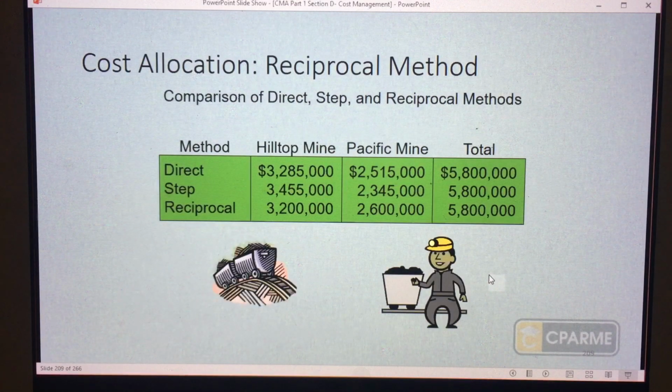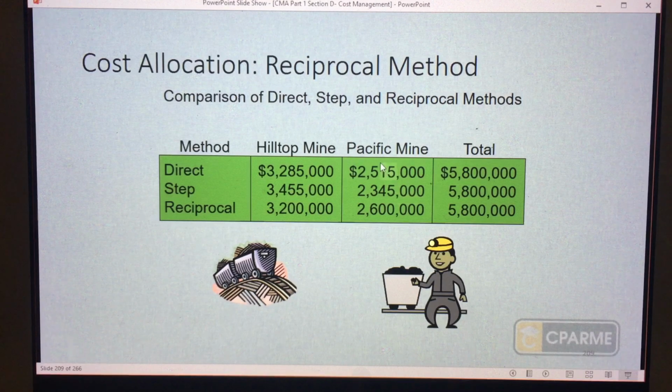This is a comparison of the three methods: the direct, the step, and the reciprocal. And so again, which method would be appropriate? Certainly, when you look at these three, the reciprocal method is the most accurate, but management must weigh the costs and benefits associated with using the different methods. So for the direct method, the total would still be the same. However, based on whichever method, the highest is the step method in terms of P1.